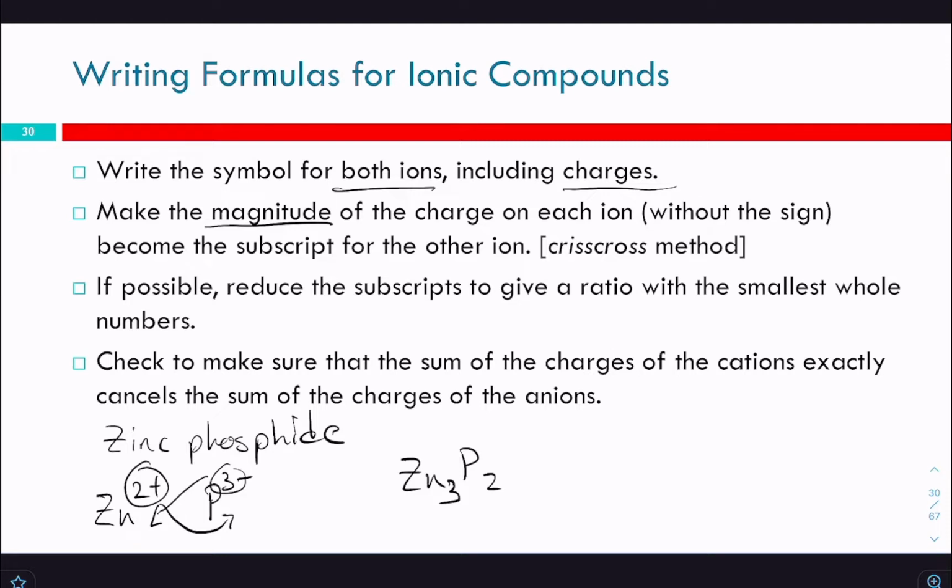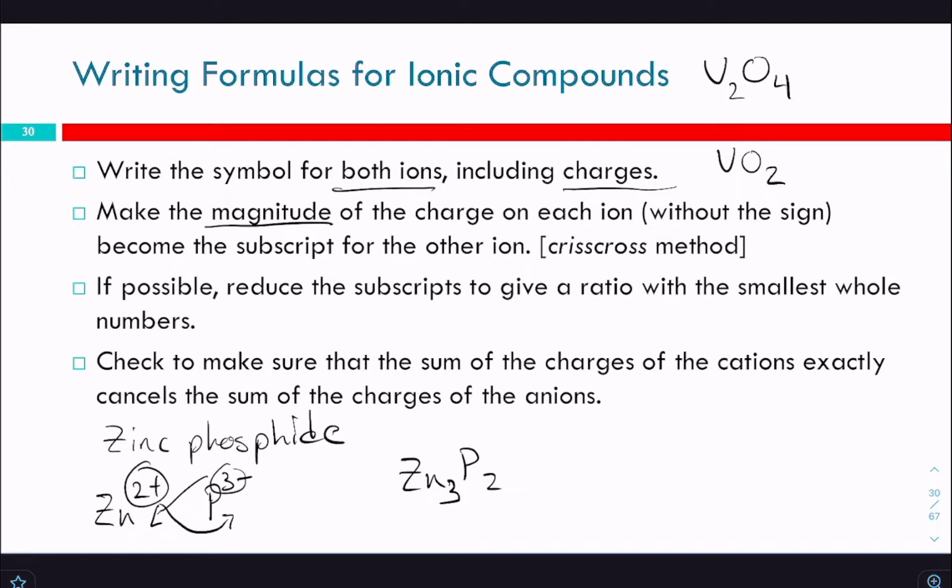And there will be some cases where you need to reduce the subscripts to give a ratio with the smallest whole numbers. I feel like people forget this one a lot. So if you had vanadium oxide, V2O4, you would simplify this to VO2, if after the crisscross method you got V2O4.